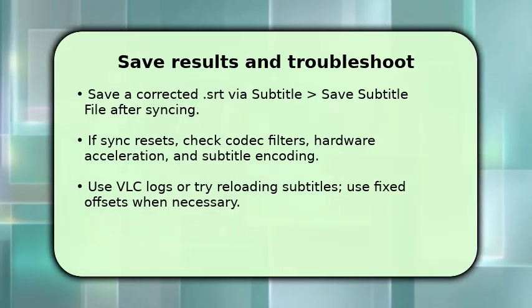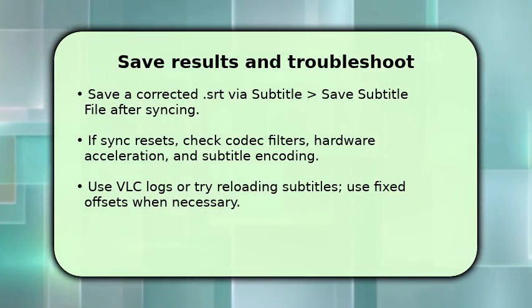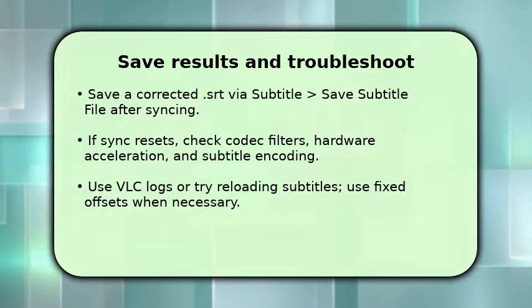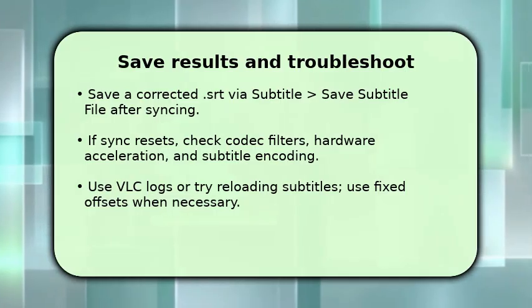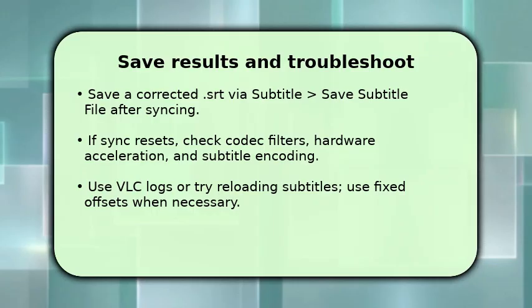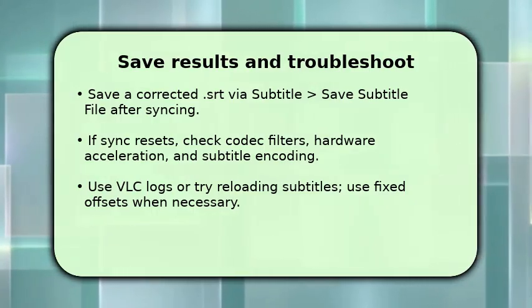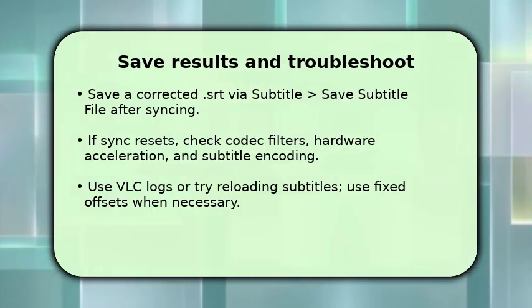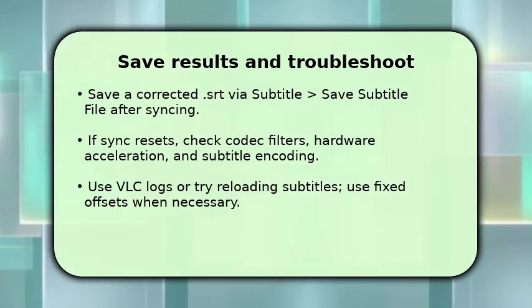If your adjustments don't stick, make sure hardware acceleration or certain codec filters aren't retiming audio. Disable them temporarily. Also check subtitle encoding and that the player isn't switching tracks. If problems continue, reload the subtitle, reapply the offset, and consult VLC's messages or logs to identify conflicting filters. That single tip usually reveals why timing won't hold.